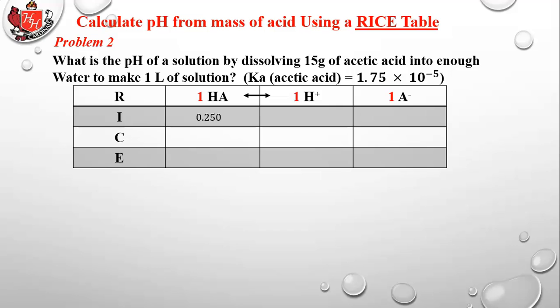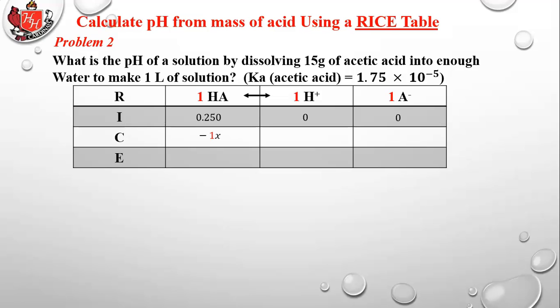Okay, so we have a concentration of 0.25. We got that from the previous problem. We're going to start off with an initial hydronium ion concentration of 0 and an initial conjugate weak base concentration of A-.